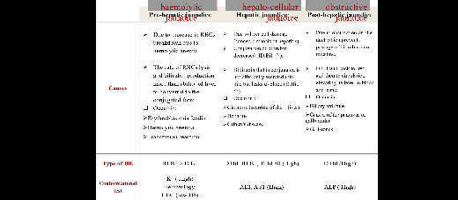Here you see the prehepatic jaundice. What is the cause? Due to increased RBC breakdown. The same thing I'm discussing again.